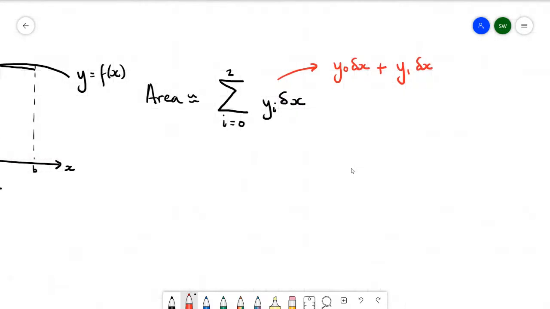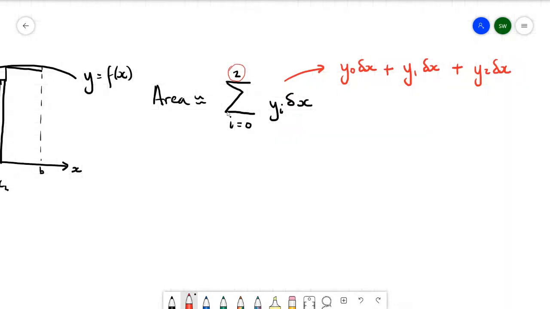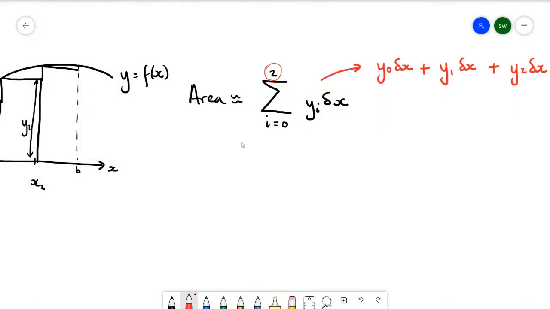And then next I'd sub in the next value of i, which is 2, so y2 times delta x, and add up those three expressions. And I'm stopping because 2 is on the top of the sum notation. Don't worry if you've forgotten too much about this sum notation, because you're going to come back to it later on in further maths and do loads and loads of work on it.